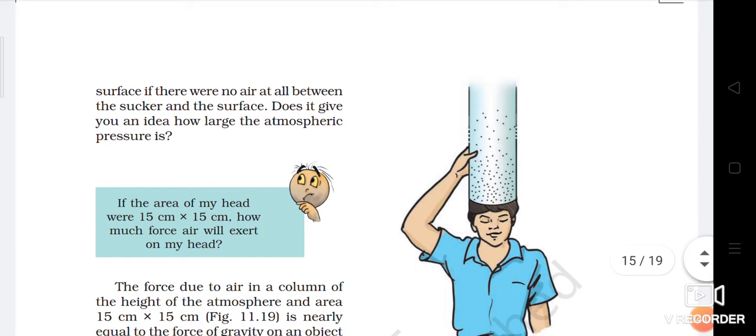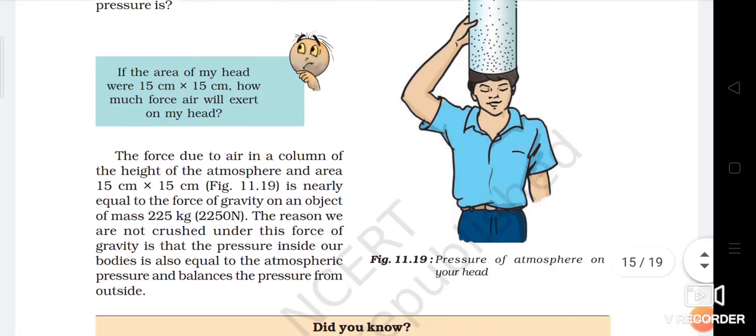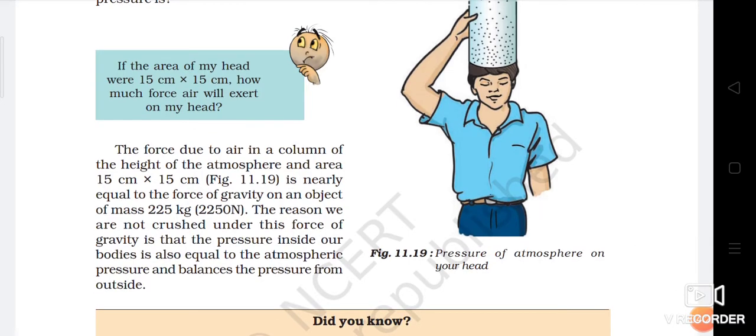Of course. If the area of my head were 15 cm by 15 cm, how much force will air exert on my head? The force due to air in a column of the height of the atmosphere and that area is nearly equal to the force of gravity on an object of 225 kg. The reason we are not crushed under this force is that the pressure inside our bodies is also equal to the atmospheric pressure and balances the pressure from outside.